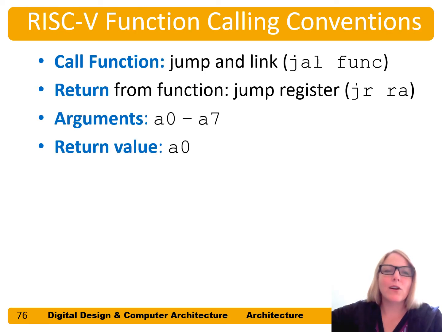So the way that we call a function is using our jump and link instruction, and we return from a function with jump register RA. Now we're going to agree on, again, this is a convention, putting the arguments in these argument registers, argument 0 through argument 7. And then the callee will put its return value, if it has one, into register A0. So A0 doubles, it is used for both the input arguments and the return value.